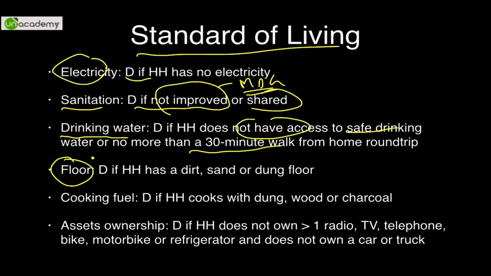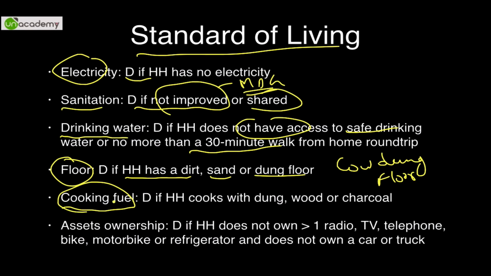Floor means if you have a household floor that is dirt, sand, or dung. As I've already spoken, since it was a cow dung floor, so they were deprived in this. Cooking fuel means if the household cooks with dung, wood, or charcoal, again you're deprived. You should have a modern cooking fuel. Assets, you don't need to remember any of this, just for your sake: radio, TV, telephone, etc., or car or truck, etc. So these were the 10 indicators.